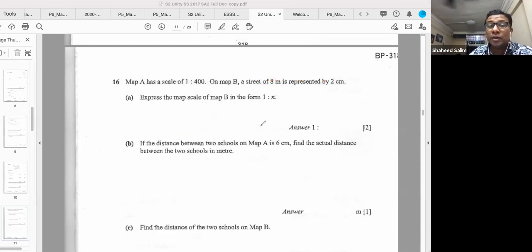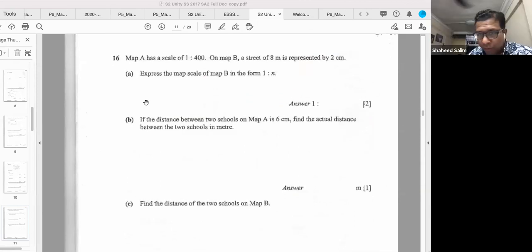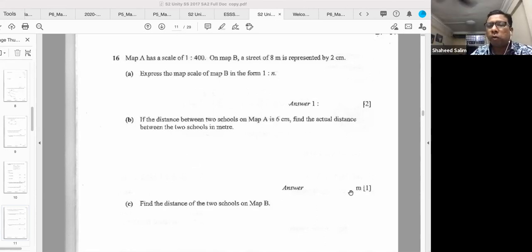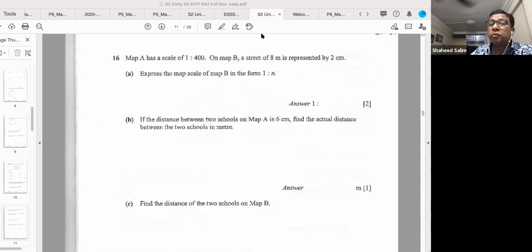Okay, let's check your answers for 16B. I didn't do. Okay, can you try? Are you okay? You try, you try. $2,400. Okay. In meters? 2.4. No, 1 meter is 100 cm, not 1,000. 20. Oh.